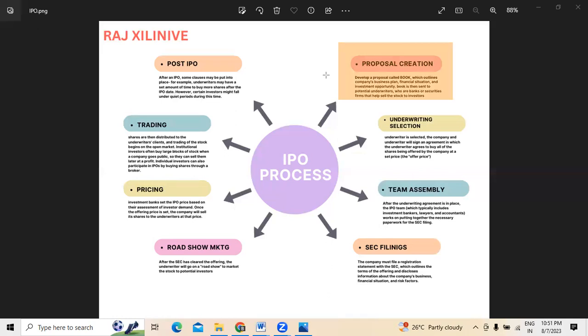This is the first level. Once the proposal creation is done, the next one is called underwriting selection, because here, as I told you, we have to send this to the potential underwriters. In the second point, write down underwriter selection. In the first level, we sent the book to the potential underwriters, but they didn't do any risk assessment. That will be done in the second level. Underwriter selection, write down.